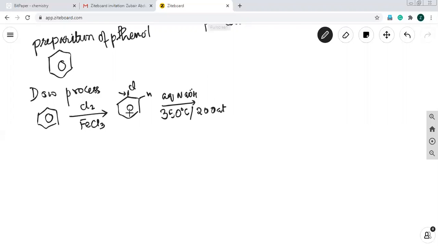And remember, the benzene ring already has a lot of electrons. So nucleophilic substitution is very difficult. That is the reason why you require high temperature. So this is a nucleophilic substitution, and you end up with your phenol.